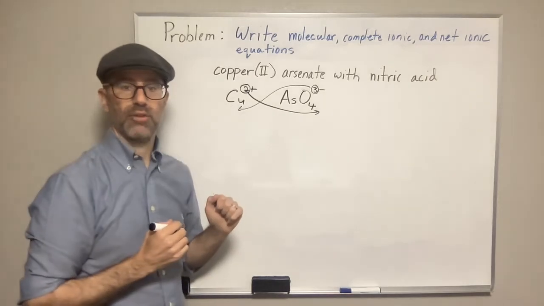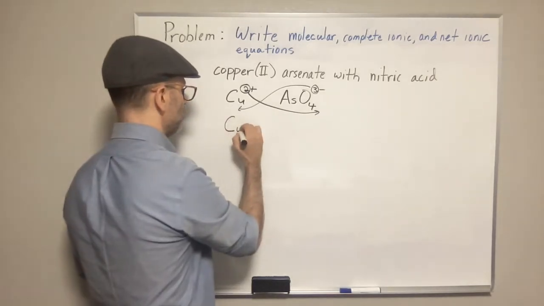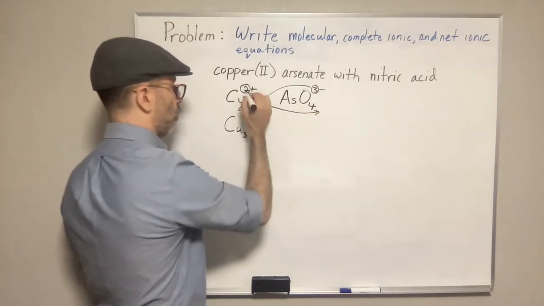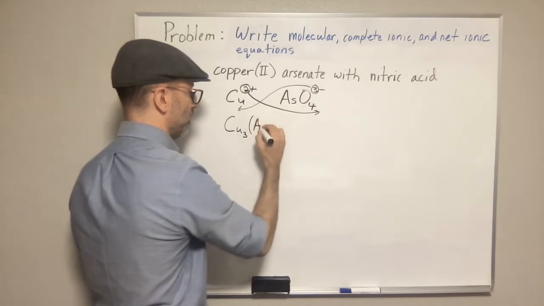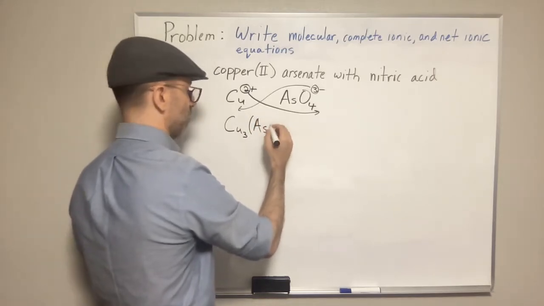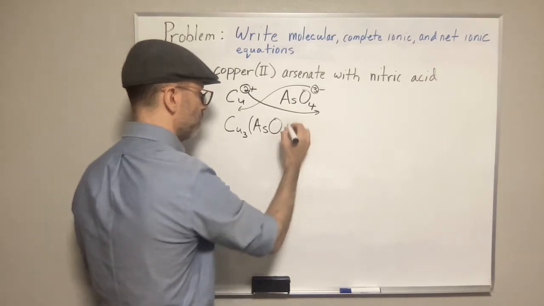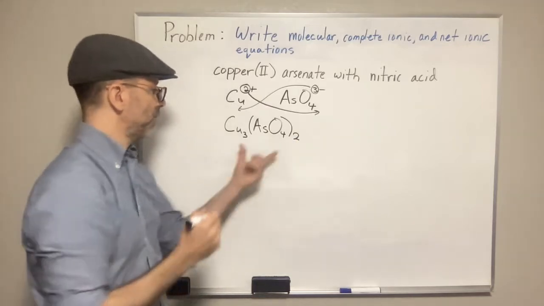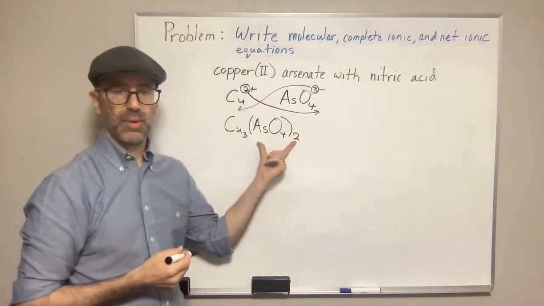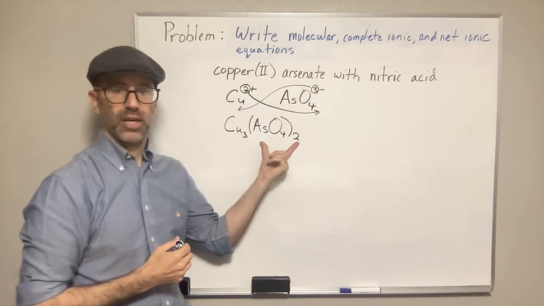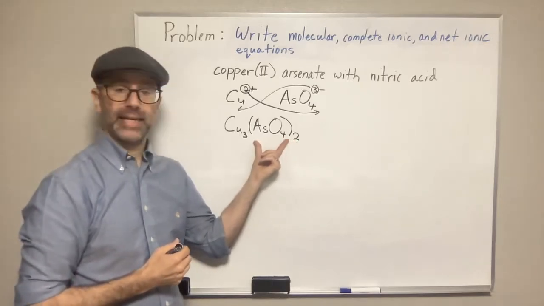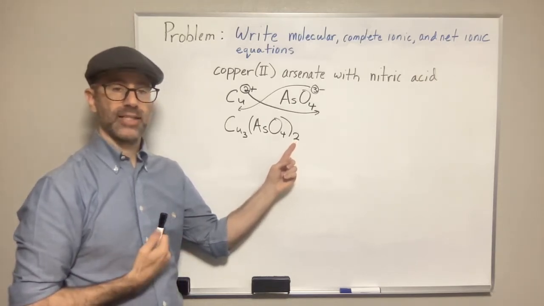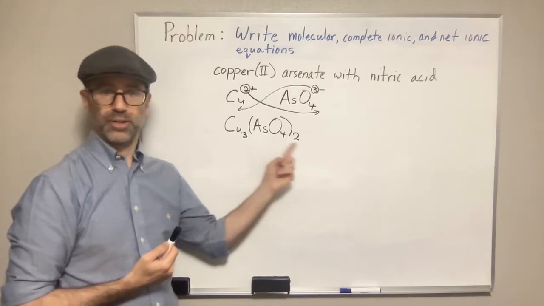And now all I do is I write the formula. So I'm going to have Cu3, and then I'm going to have AsO4 2. I'm going to have to put the arsenate into parentheses because I have more than one. So I'm going to put a 2 here. So again, if you have more than one polyatomic ion in your formula, you're going to have to use the parentheses in order to indicate that. And the number of the ion goes outside the parentheses. If you only have one polyatomic ion in your formula, don't use the parentheses.